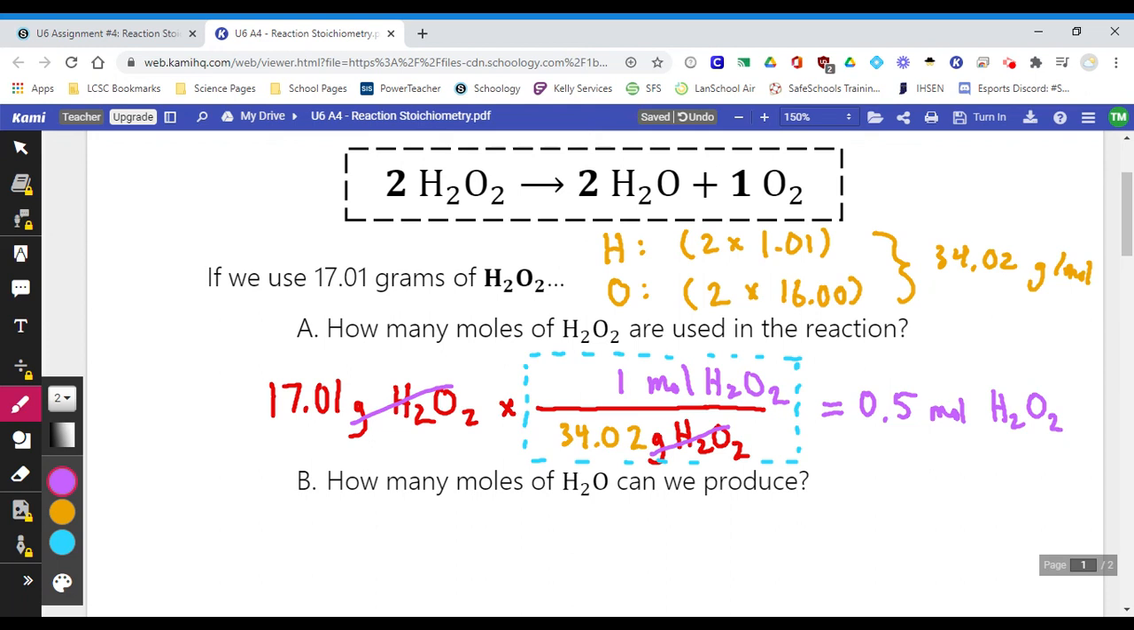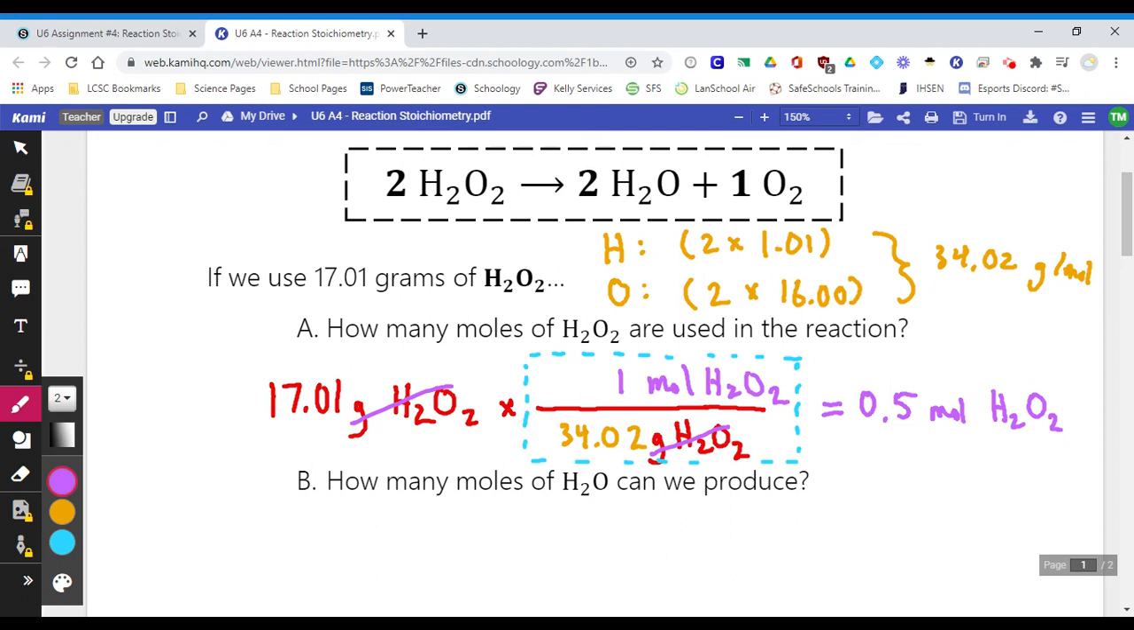Okay, let's look at the next one. How many moles of H2O can we produce? Well, is that a typo? I mean, we already found moles of H2O2, so that wouldn't make sense to just ask for it again. How many moles of H2O can we produce? Well, I don't have grams of H2O, so how am I supposed to figure out moles of H2O? I also don't have particles of H2O. So how do I figure this out?